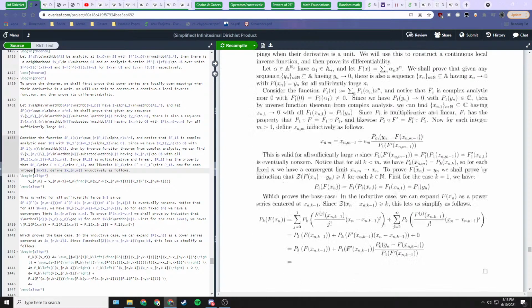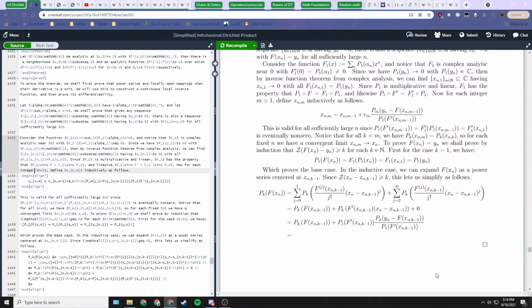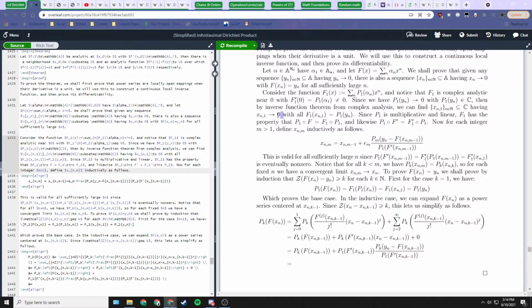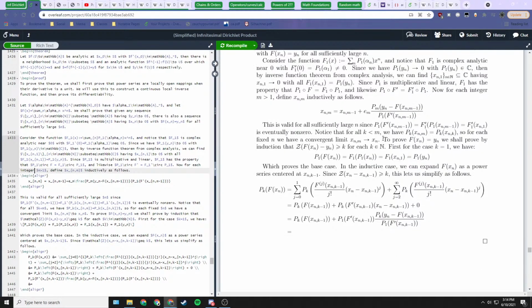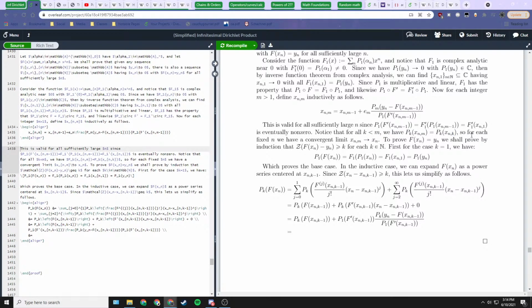So for each integer, we have this inductive definition. This definition is valid since this denominator is eventually non-zero. So we have xn1 is such that it tends to 0, at which f1 prime is non-zero. So we can do this division. So we're making this note also that if we have k less than m, we project xm onto xk. This is just constant, so we get a convergent limit. Xnm goes to xn for each fixed n.